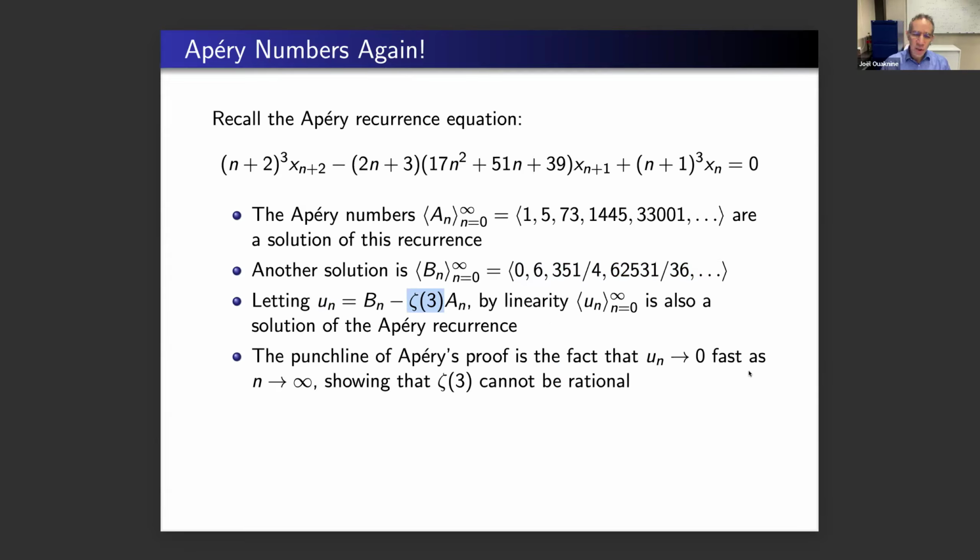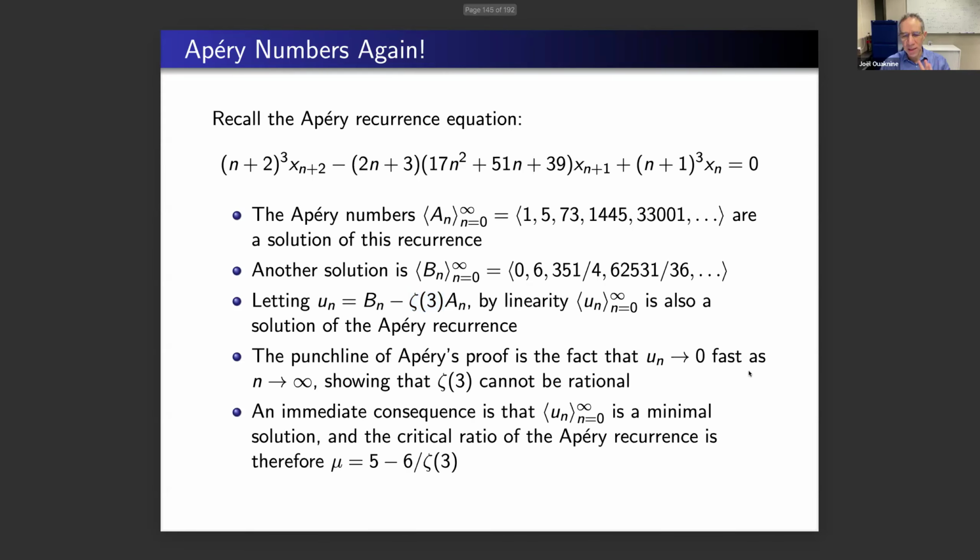And now by elementary means, if you look at the Apéry proof, then you conclude that it gets approximated too quickly to be rational. And therefore, zeta of 3 is irrational. Okay, I'm not going to say more, but that's the punchline of the proof.